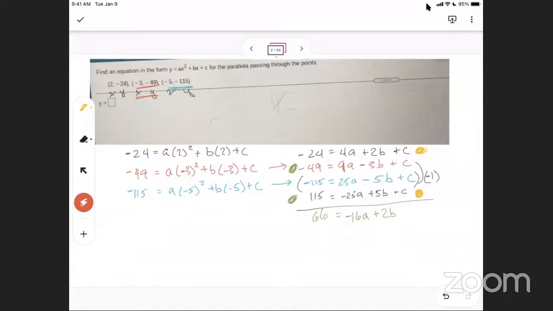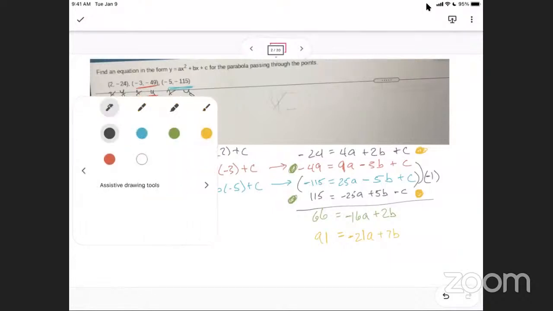15,991, is it? Yeah. You have a calculator, you want to check it for me? I'm just doing this in my head. This is where you don't want to make mistakes though. Minus 21A and plus 7B. Make sense? Yep.